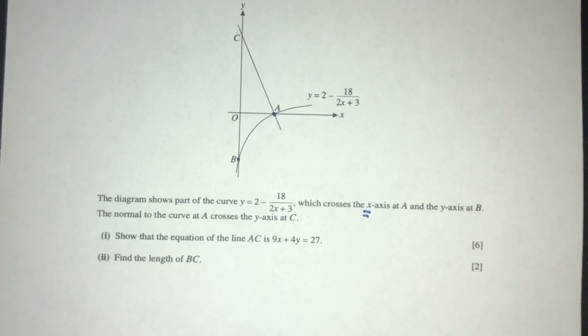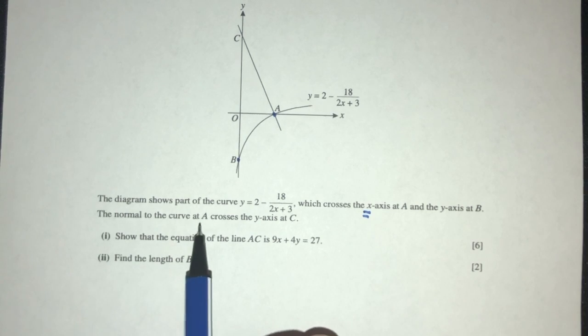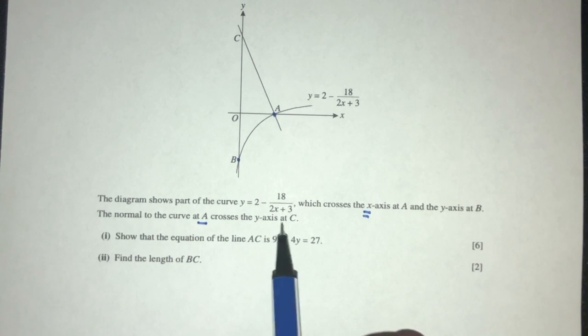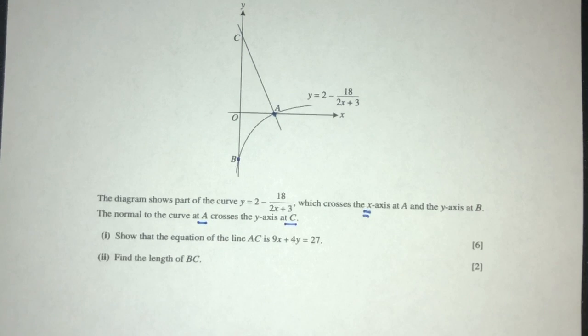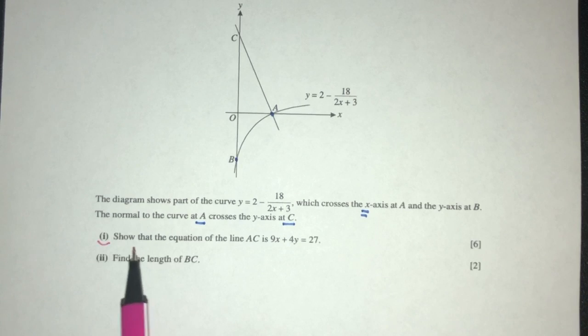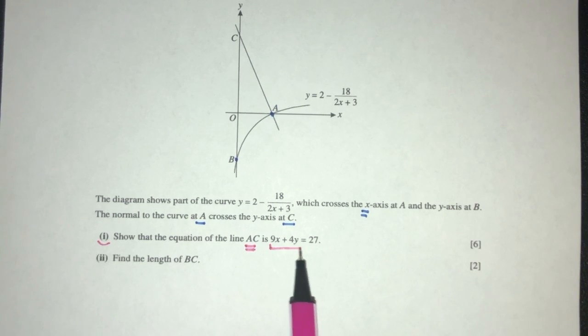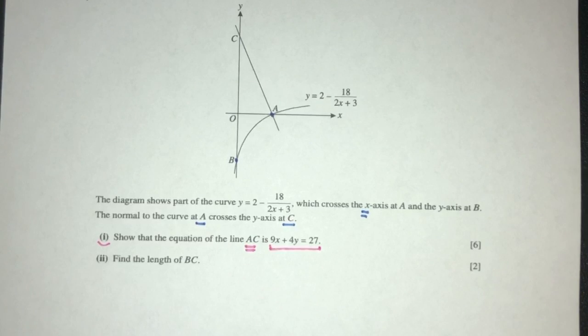Okay, good to know. Now, the normal to the curve at A crosses the y-axis at C, as seen on the diagram. Now, part 1, we have to show the equation of the line AC is given to you by this. So we first have to find the equation of the line AC. Now we understand the line AC is a straight line, and to find the equation of a straight line, we must first find its gradient.